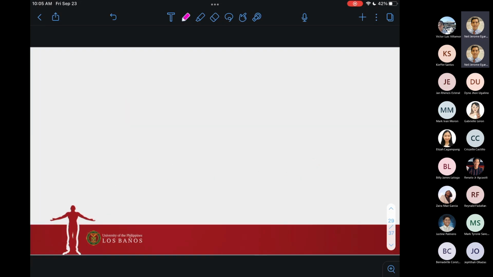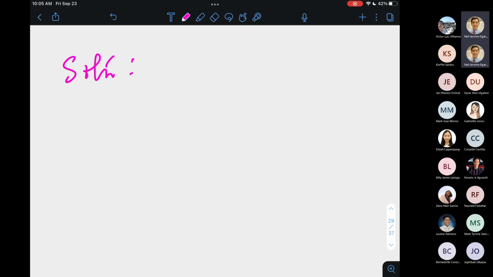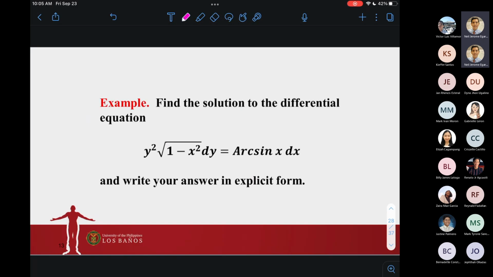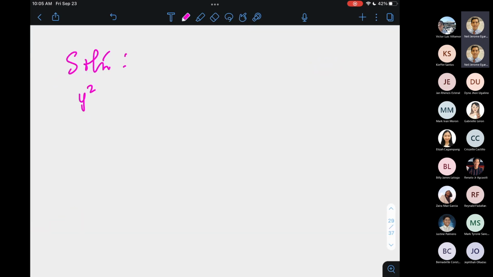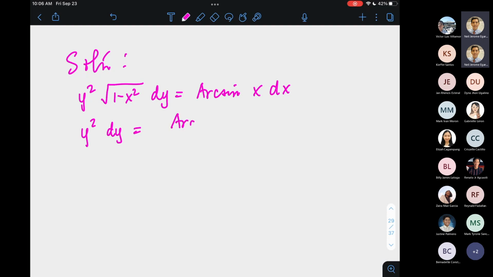So let's write our solution for this. So solution, remember, I'll start with, tama ba? y squared yun, no? Sorry, meron akong short-term memory, short memory span. So, yeah. y squared times the square root of 1 minus x squared dy equals arc sine of x dx. All right. Then I'll carry on the plan. I'll divide both sides by the square root of 1 minus x squared to give us y squared dy equals arc sine of x all over the square root of 1 minus x squared dx.